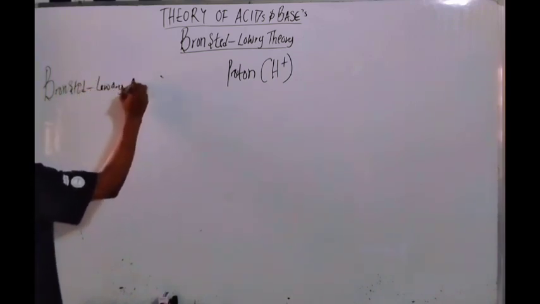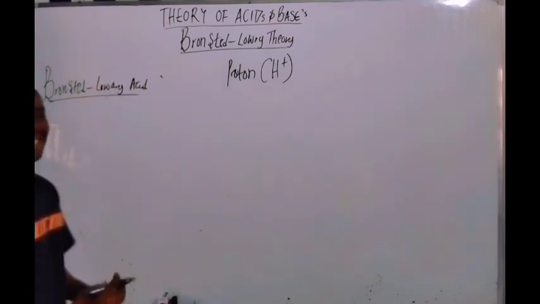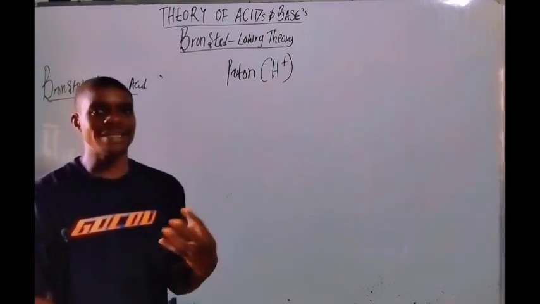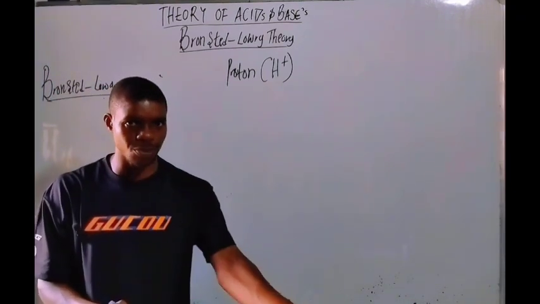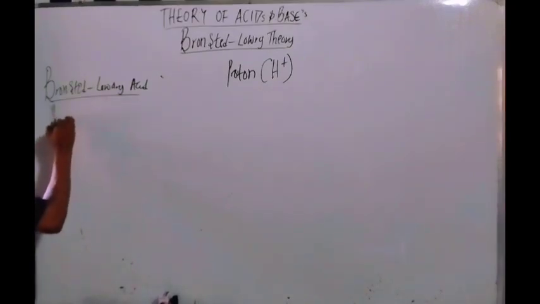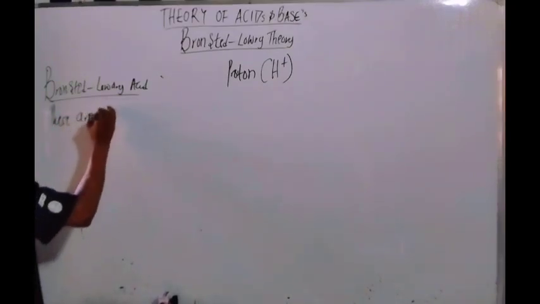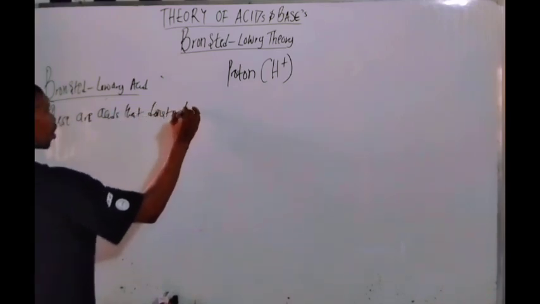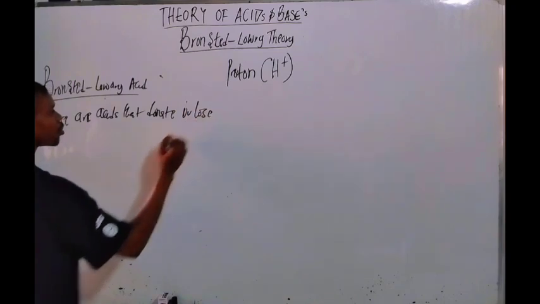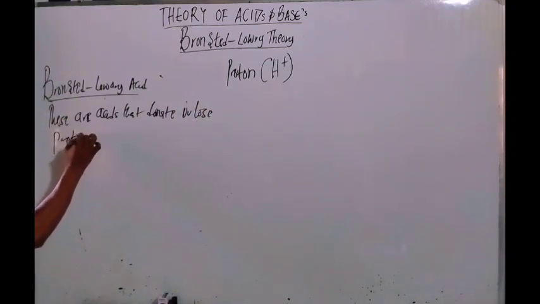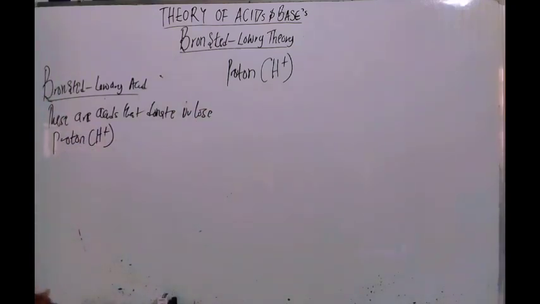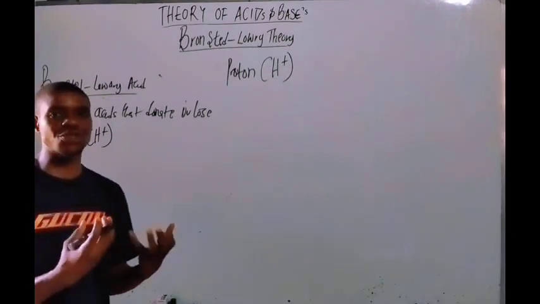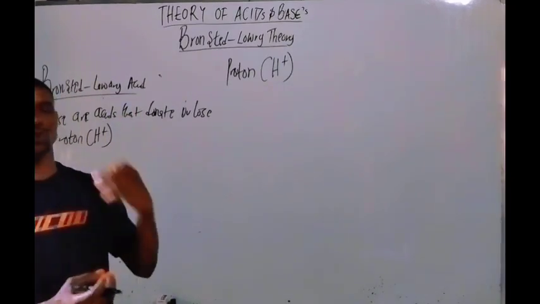Now, when it comes to a Bronsted-Lowry acid, a Bronsted-Lowry acid donates a proton. These are acids that would lose or donate a proton. So you can say that these are acids that donate or lose a proton, which is called H plus. So a Bronsted-Lowry acid in the Bronsted-Lowry concept is a substance that donates or loses a proton.